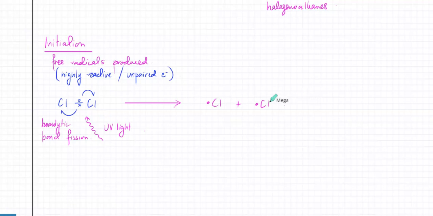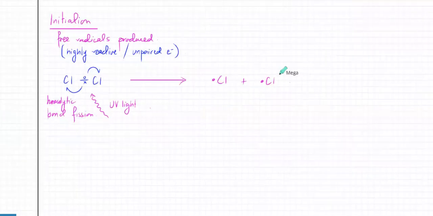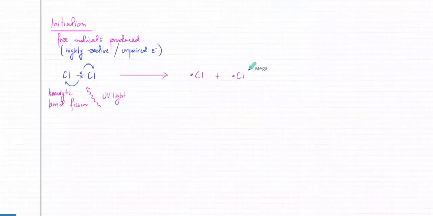Now, these are very highly reactive, and they're very electronegative as well. So Cl will try to gain electrons from whichever place it can find those electrons. Because of UV light, it was able to gain energy and free itself from the other Cl atom. But now there's going to be a propagation step.